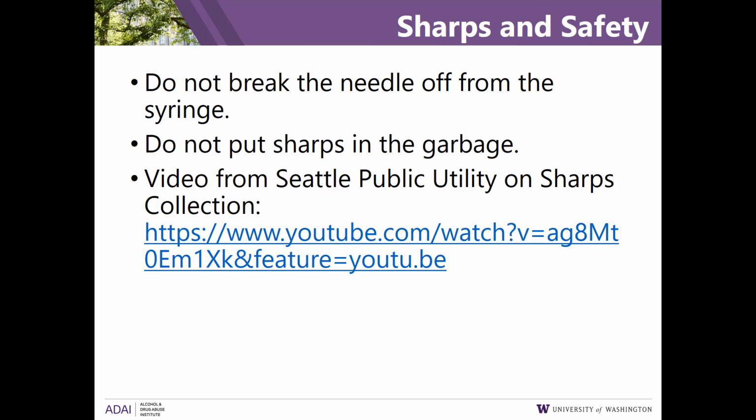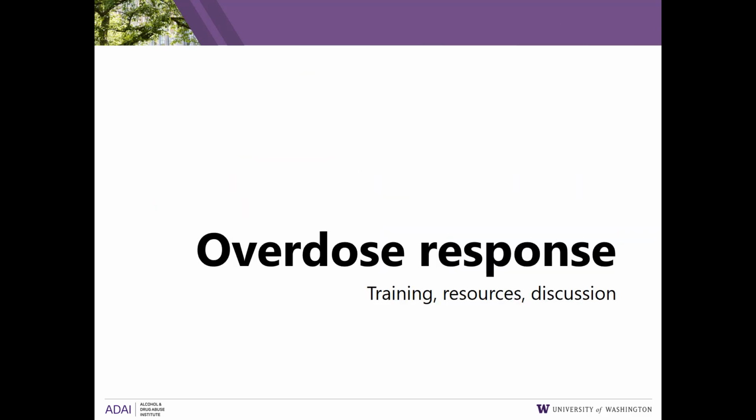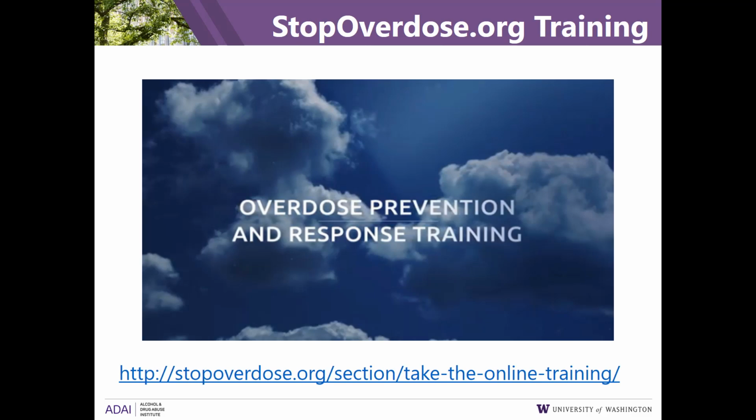They have a lot of information on sharps collection, as well as where people can dispose of their own personal sharps. So for this section, we're going to talk about overdose response, where you can find training and resources related to that. As Meg mentioned, some libraries in the country have started to have naloxone on site in case of an overdose. This video here describes the signs and symptoms of an opioid overdose and how to respond and use naloxone, the overdose antidote. The video is also available in Spanish, and both versions are also available with closed captions. And you can find all of those on our website, stopoverdose.org.